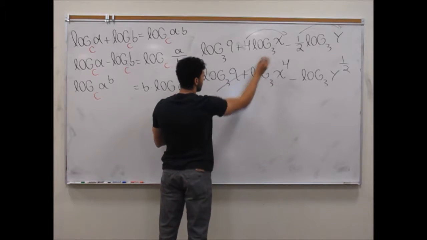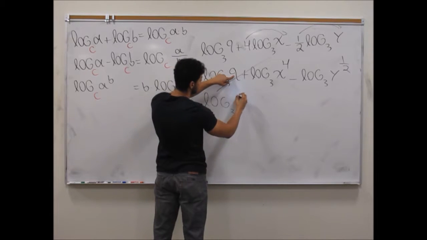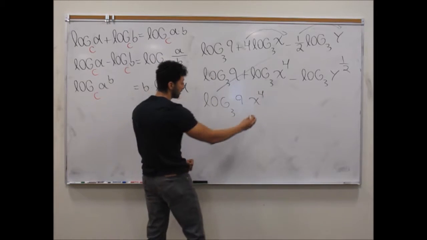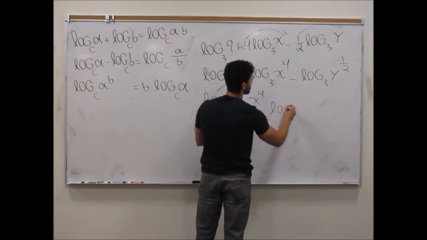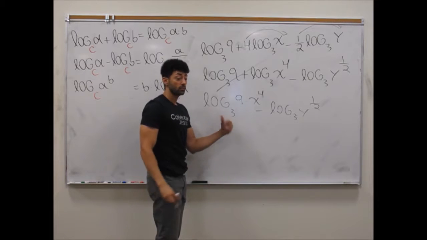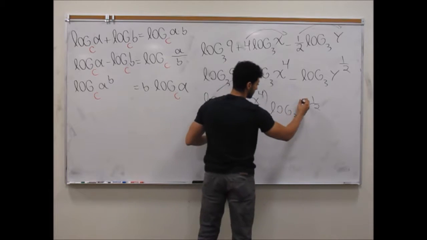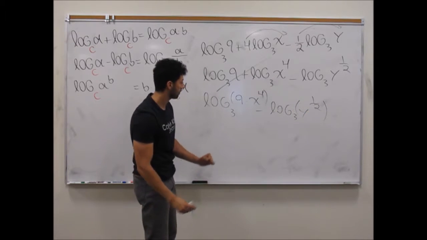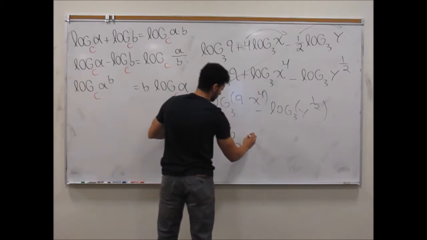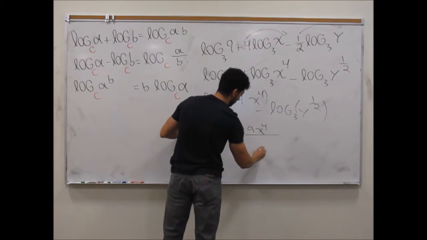So from here, I could just write it as 1 log with that same base. I'm going to multiply the 9 with the x to the 4th. And then minus log of 3y to the 1/2. Now what this subtraction is implying in between them is that I'm going to divide the insides. So here's inside, here's inside. I'm just going to write this as 1 log now with the common base. There's 9x to the 4th. The subtraction implies that we're going to divide by y to the 1/2.